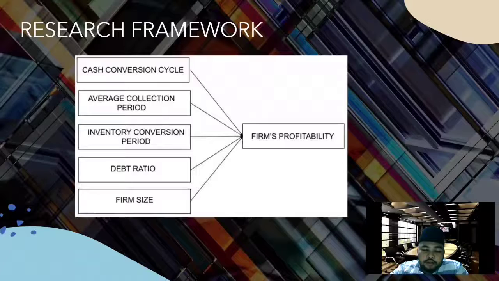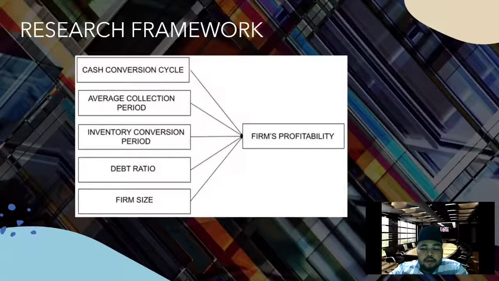As you can see on the slide, there are five independent variables: the cash conversion cycle, average collection period, inventory conversion period, debt ratio, and firm size. There are a few types of theory applied in this journal, the trade-off theory and the pecking order theory. Trade-off means that a company with a high level of liquidity could face a small profit problem, which is a negative relation between liquidity and profit.